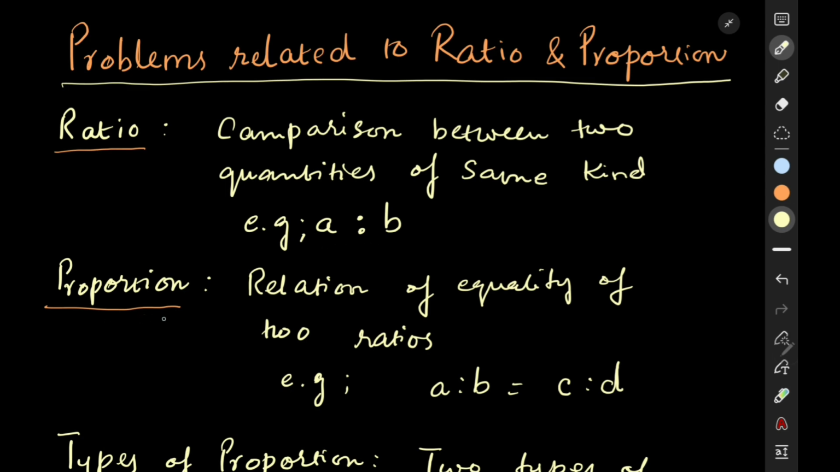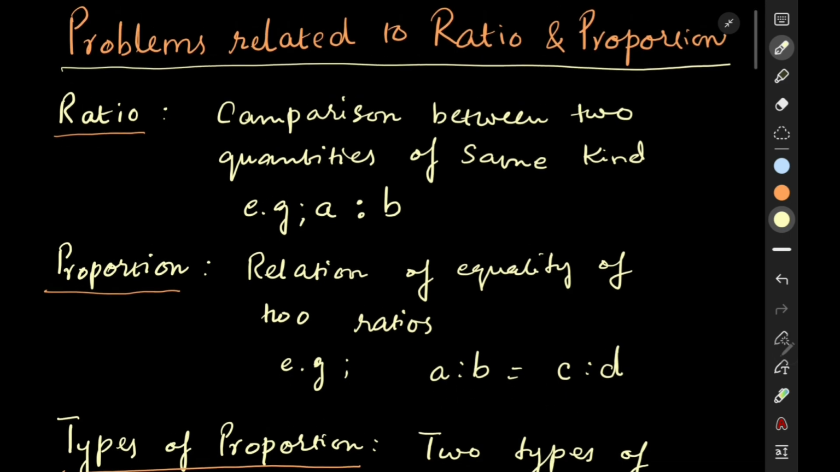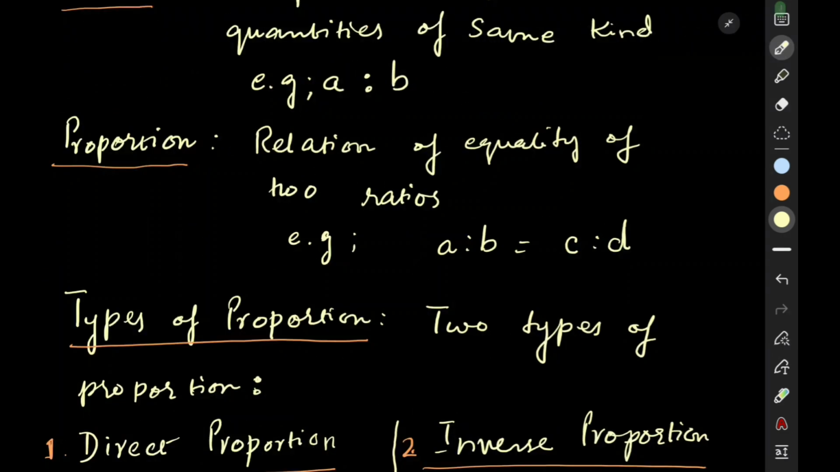The second is proportion. It is the relation of equality of two ratios. For example, A is to B is equal to C is to D. Here we have two ratios, A is to B, or A ratio B, and C is to D, and we are comparing them. So this relation is called the proportion.